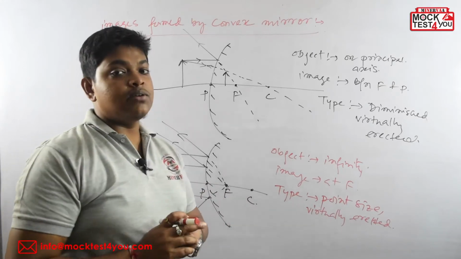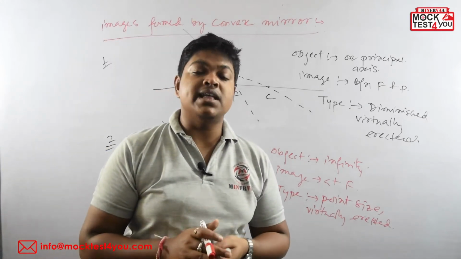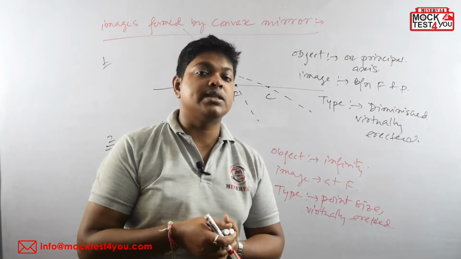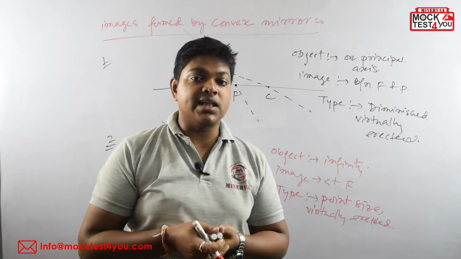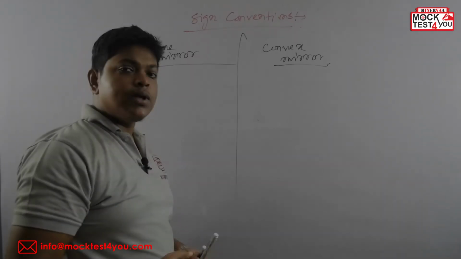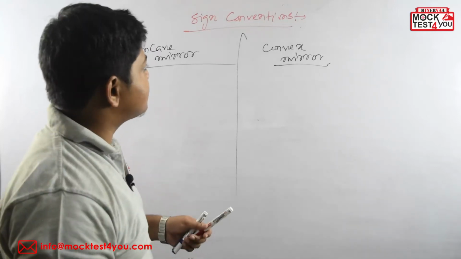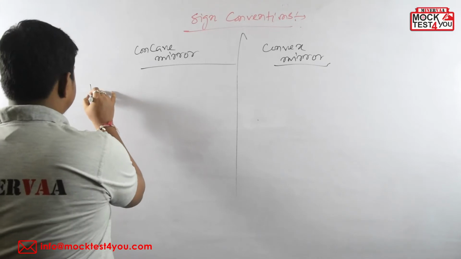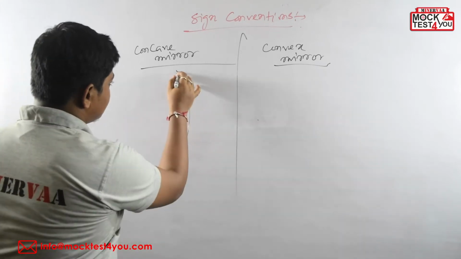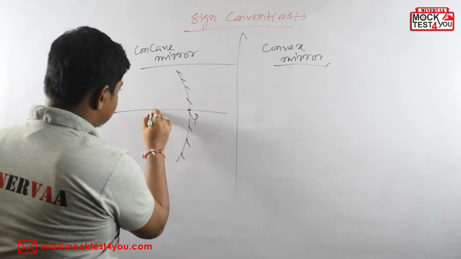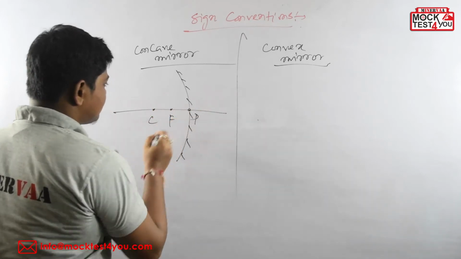Now we are going for the case of sign convention of the mirror. For the concave mirror and for the convex mirror, the sign conventions are taken with the help of the mirror formula. Now we are going to start the next topic, that is the sign conventions for the case of concave and convex mirror. So at first we'll make the diagrams of that. This is the concave mirror, right? This is the pole, that's the center of curvature, this is the focus.